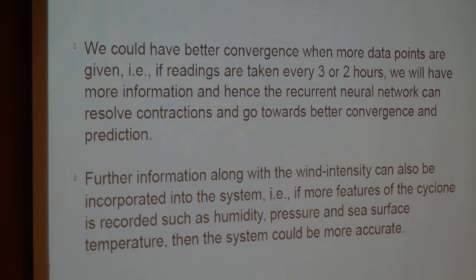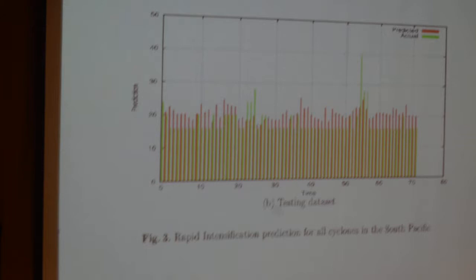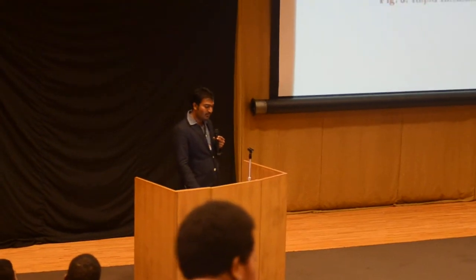But we are not fully satisfied with the results in the prediction of the intensity of rapid intensification. We think that we can improve on this if we have more information, meaning the cyclones recorded every 2 or 3 hours, because we have data from the JTWC, the military site, that is recorded every 6 hours. If it were recorded every 2 hours or every hour, then we'd have more information on rapid intensification. Other things we need are humidity, pressure, sea surface temperature, and so on. Maybe we need to do more research.